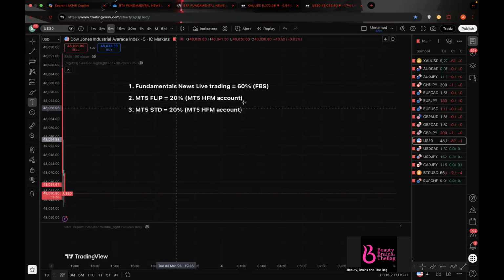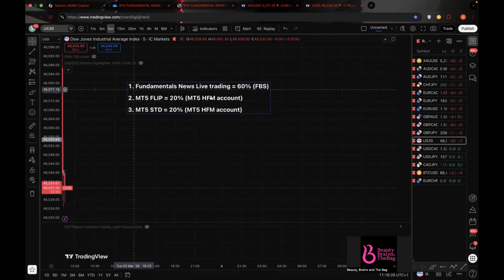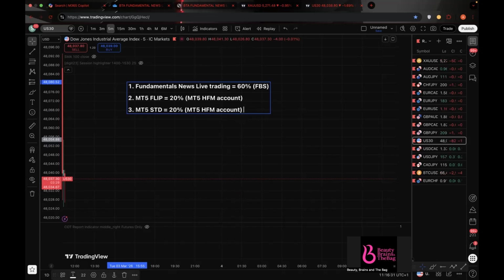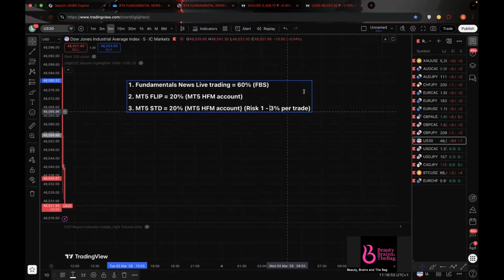So now here is the plan for these accounts. For this MT5 standard one, the risk per trade is anywhere between 1 to 3% per trade, to keep your risk fixed.